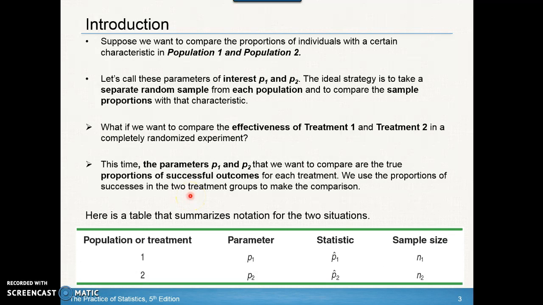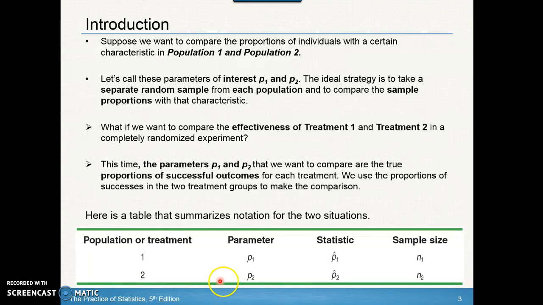Let's take a look at what it looks like when we have two different populations or two different treatments that we want to compare, and how the notation is going to look a little bit different than it did in the previous section. Let's say that we have either independent populations or independent treatments. For population or treatment 1, the parameter would be P1, the population proportion. The statistic would be P hat 1, the proportion from the sample, and the sample size is N1.